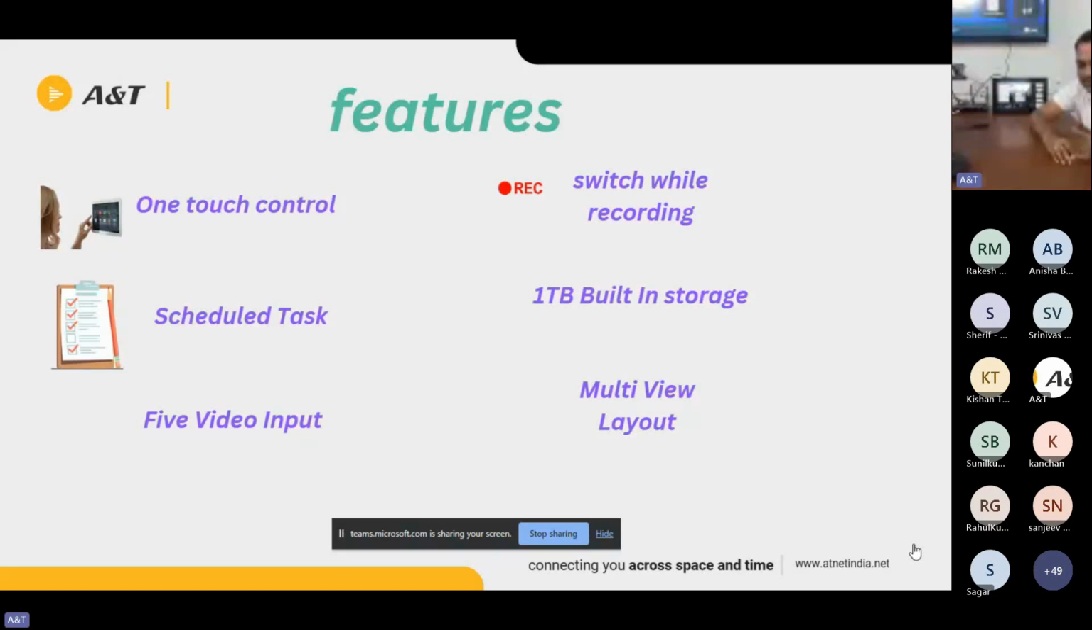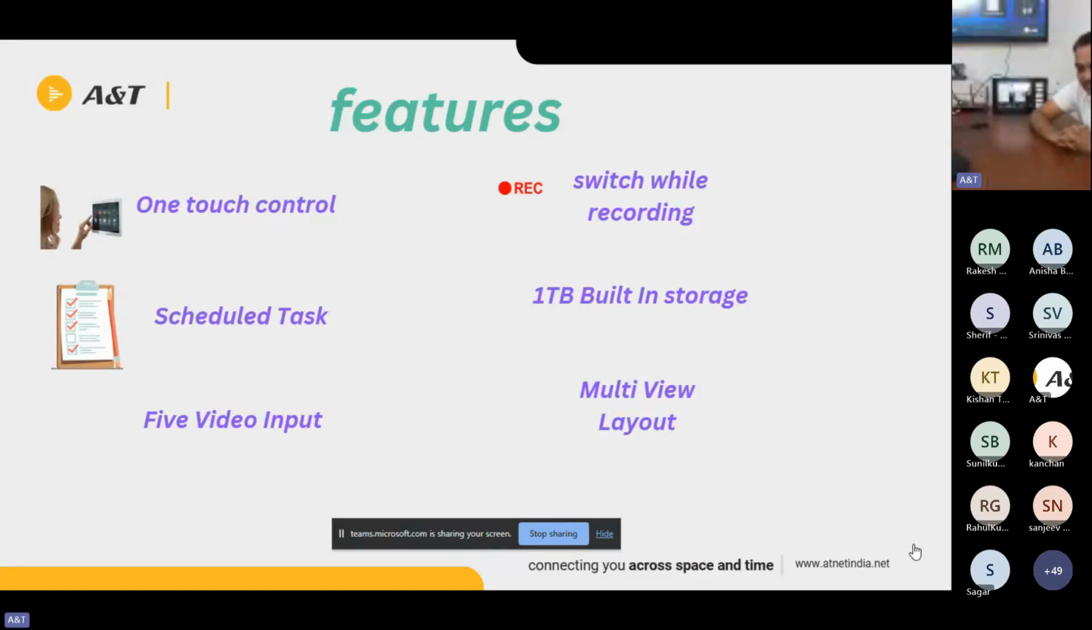The scheduled task also we have. The recordings can be scheduled every day. For example, the recording should be automatically on at 9 a.m. and stopped at 3 p.m. That kind of scheduling of recordings and live streaming is available. While recording, you can also switch the layout. There are predefined layouts. If we are connecting 5 inputs, there are multiple layouts available, and we can switch between them during the recording.